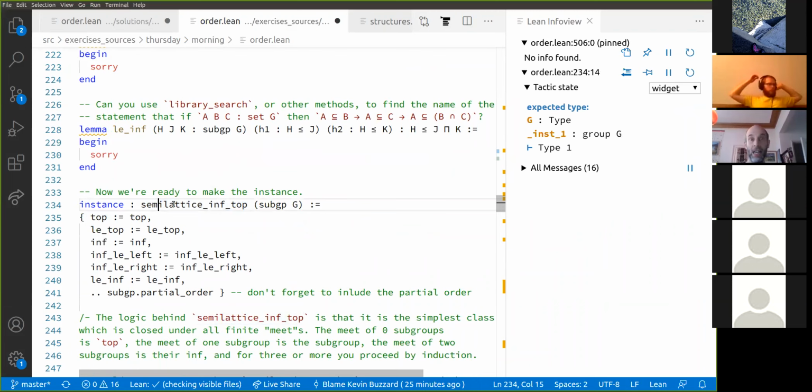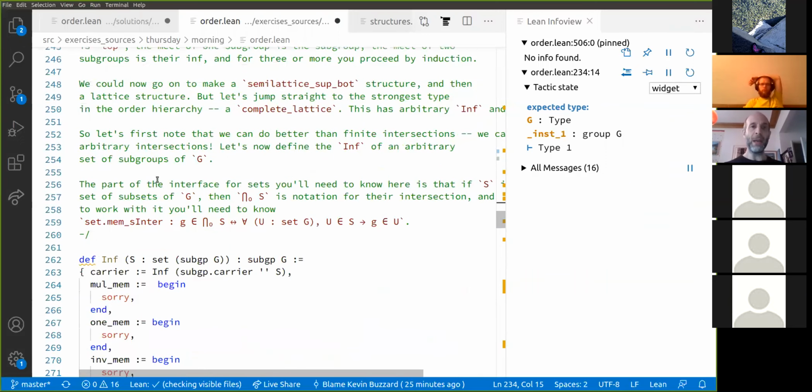You see, this is a class, right? We only want one instance of semi-lattice inf top on any subgroup. The idea is we're not suddenly going to decide that our partial order has got a new top element. Somehow, given a partial order, there's going to be exactly one top element. And so there's the proof that subgroups are a semi-lattice inf top.